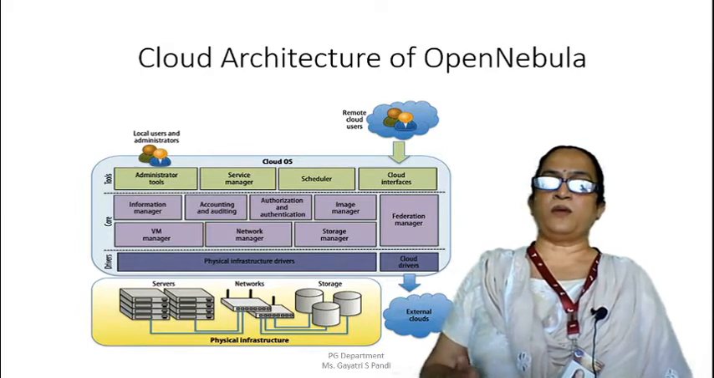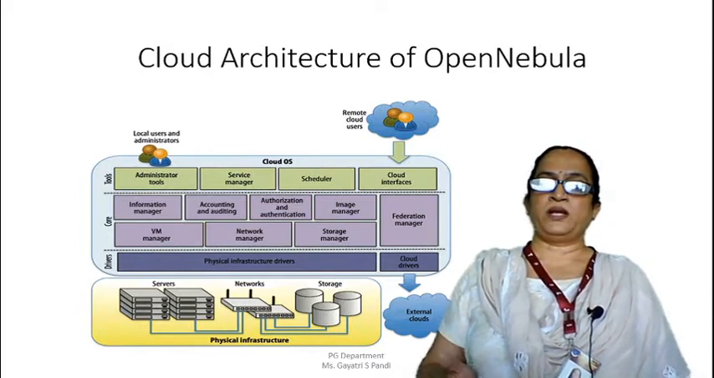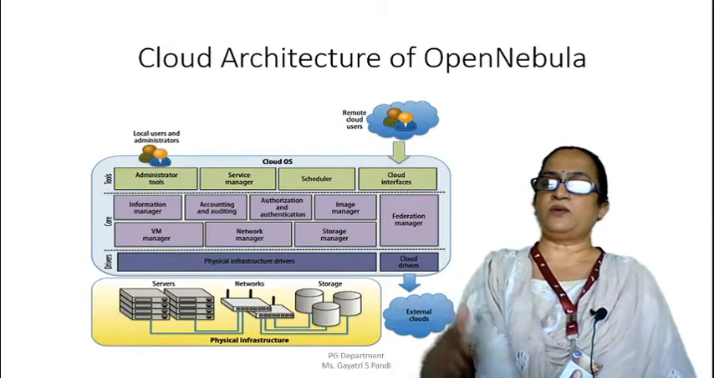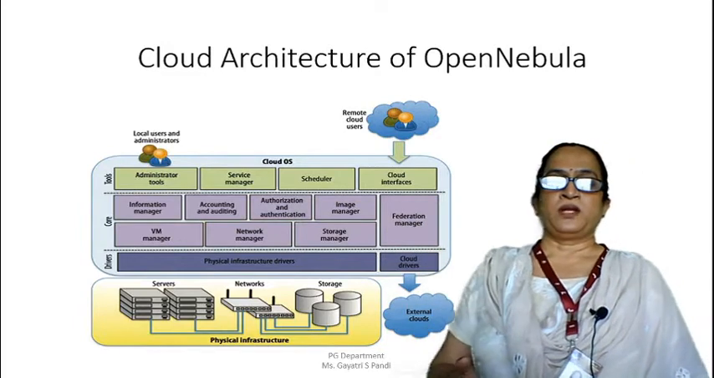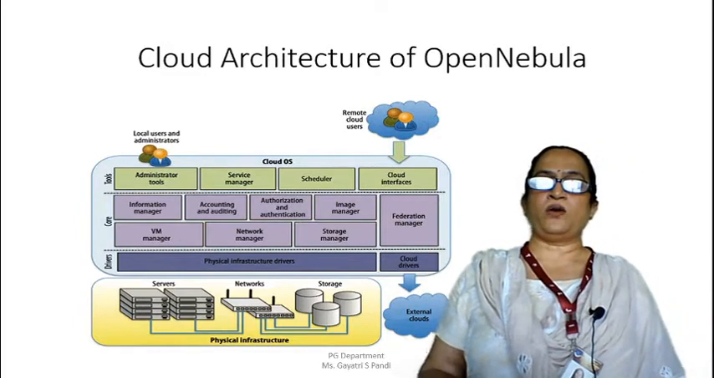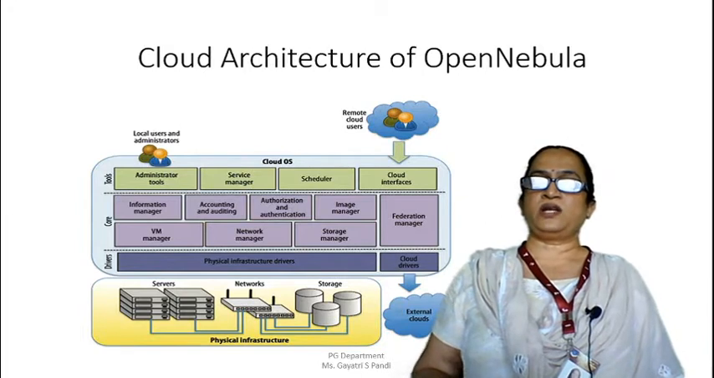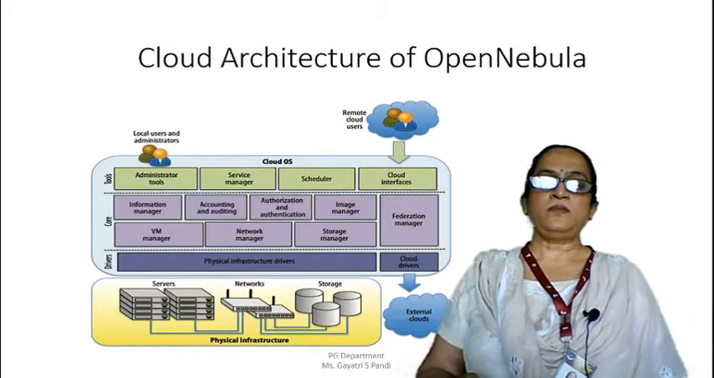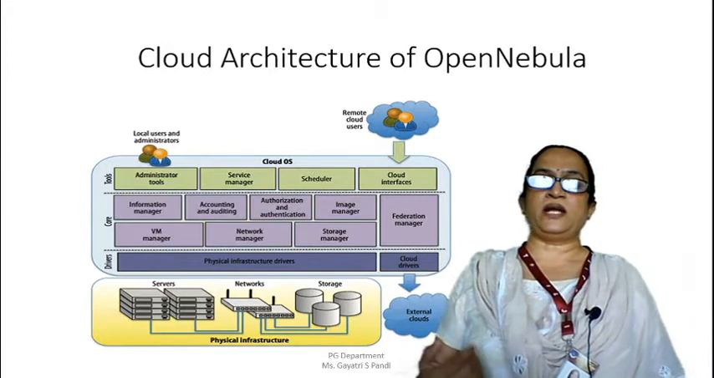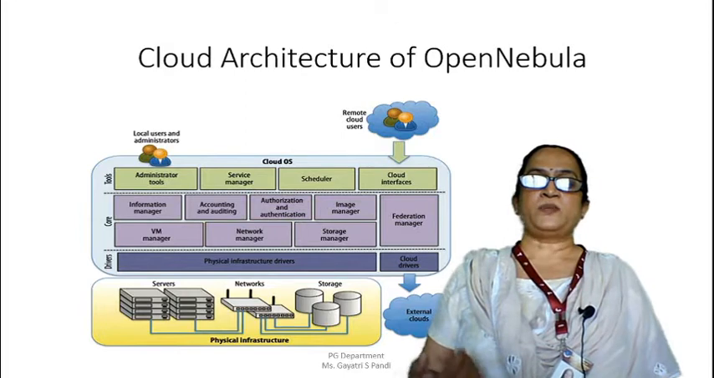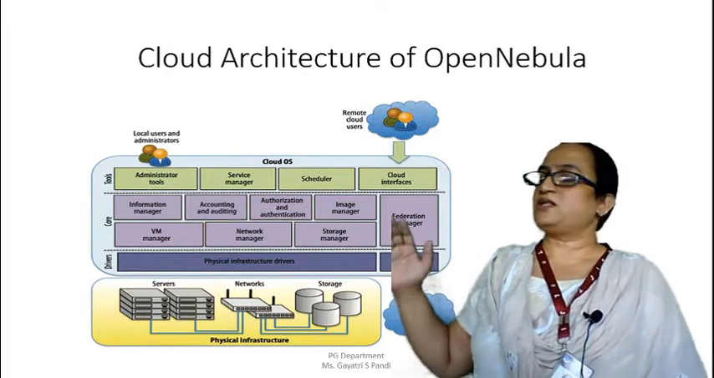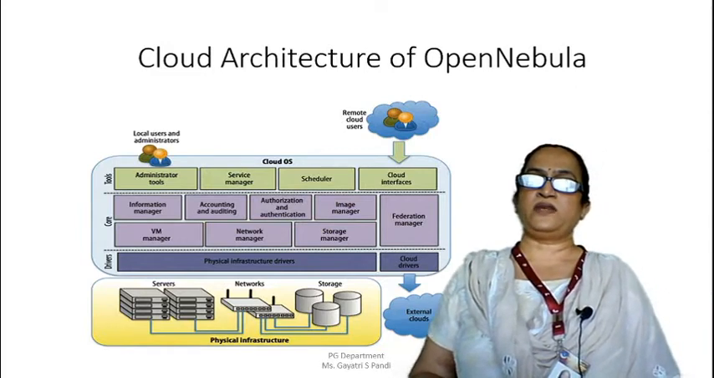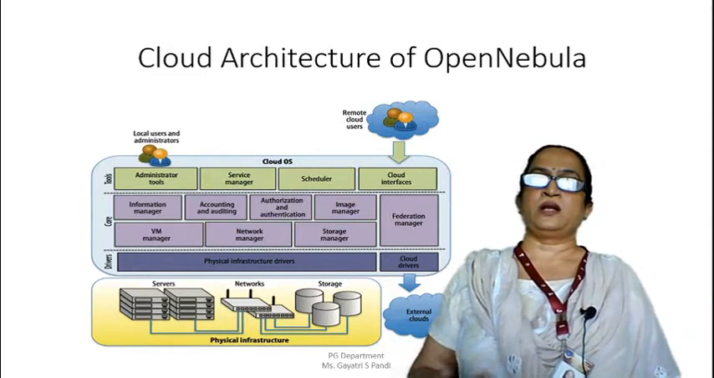Above it is the core components of the cloud of Open Nebula, and above it are the tools. So the core components are the VM manager, the network manager, the storage manager, the information manager, the accounting and auditing, the authorization and authentication manager, and image manager, followed by the federation manager. Above it are the various tools which will help the administrator with management of the cloud, the service manager which will help manage the different services of the cloud, the scheduler, and the cloud interfaces through which the remote users are connected to the cloud.